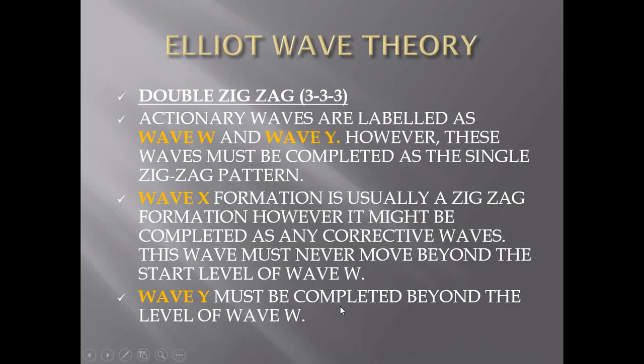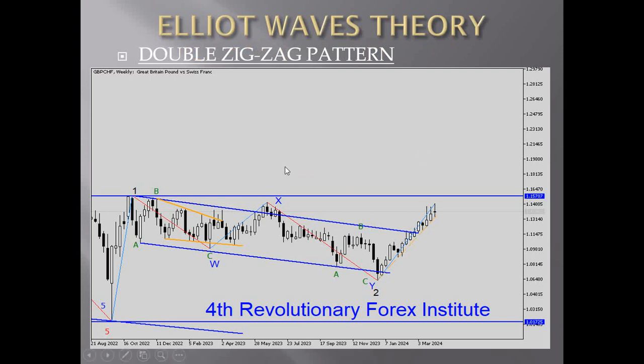Now let's go to the double zigzag pattern. So the double zigzag pattern is quite similar to the single zigzag pattern, okay? Because the double zigzag pattern must also be completed in 3 waves. So here you can see we have this wave 1 going up, which is the impulsive movement going up, and then we have this correction. This correction is the formation of the double zigzag pattern. This is our main focus.